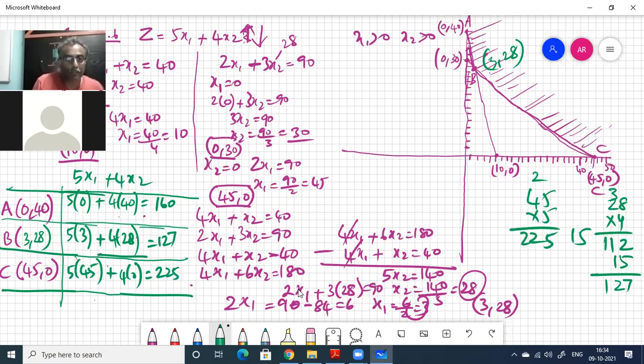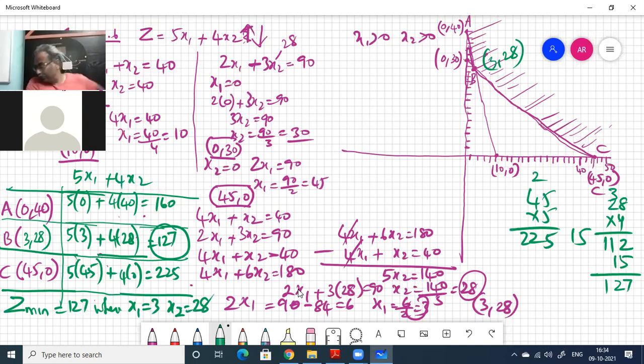Okay, which of these is smallest? 127 is smallest. So Z min is equal to 127, where x1 is equal to 3 and x2 is equal to 28. Okay, that is the answer. So this is how you have to write the answer. One second, there is some noise. I will come back.